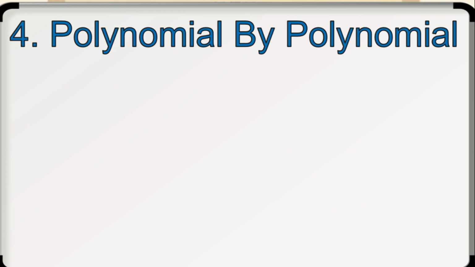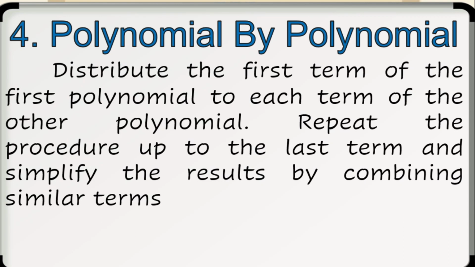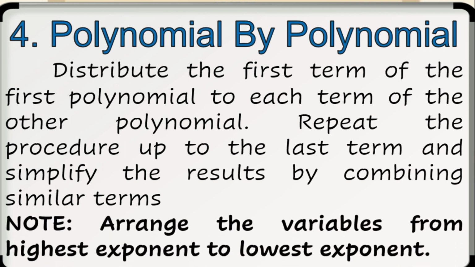And lastly, number 4, polynomial by polynomial. Distribute the first term of the first polynomial to each term of the other polynomial. Repeat the procedure up to the last term and simplify the results by combining similar terms. Note to arrange the variables from highest exponent to lowest exponent.